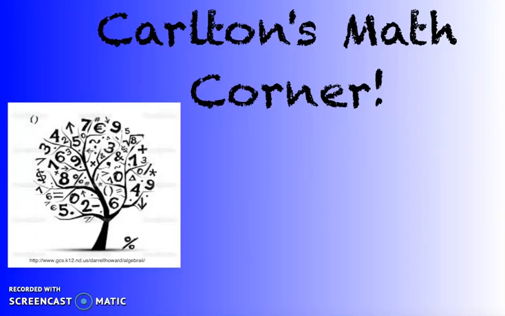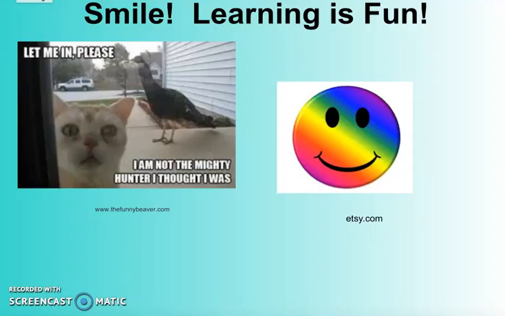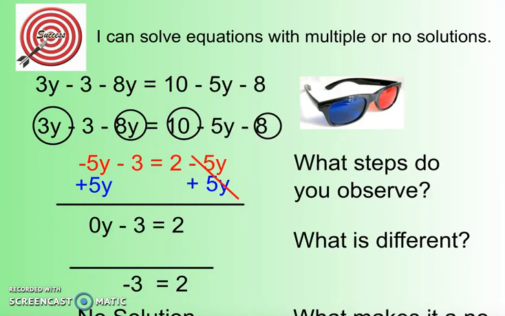Today we're going to continue our study on solving equations with variables on both sides. At this time, please make sure that you have your math journal, vocab packet, and something to write with. Our target today is: I can solve equations with multiple or no solutions. Okay, so let's look at our first equation.